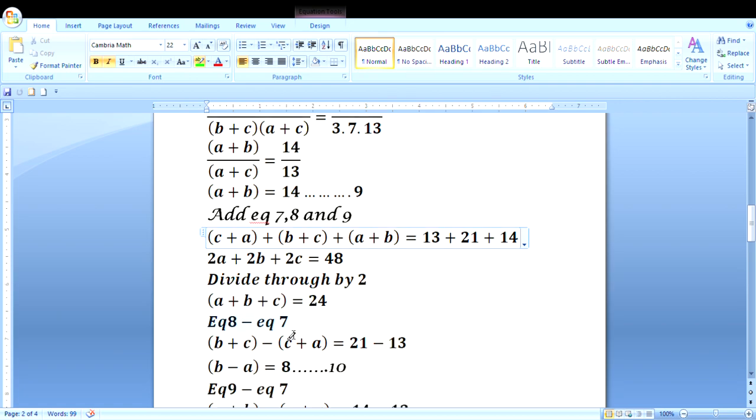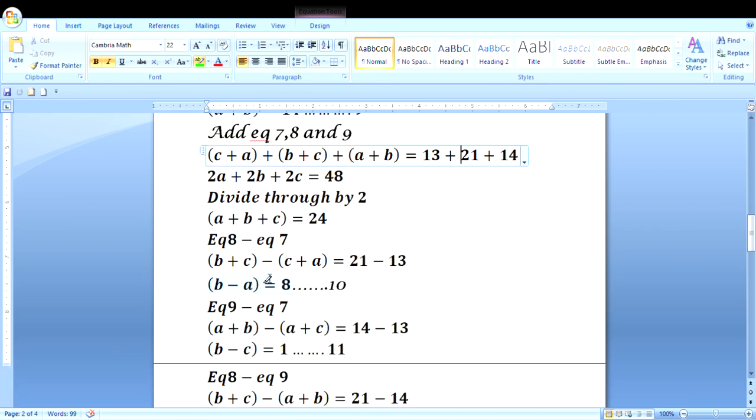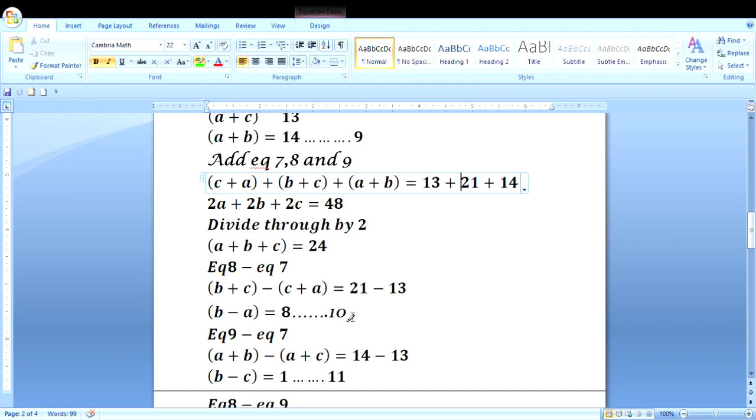Now we still need to do some work further. Here we say equation 8 minus equation 7. Equation 8 is b plus c and equation 7 is c plus a. On the right hand side, the numerical values are 21 minus 13. If this is done here, c minus c is off, and the minus times plus a is minus a. This becomes b minus a equals 8. Let's name this equation 10 because our last equation was equation 9.